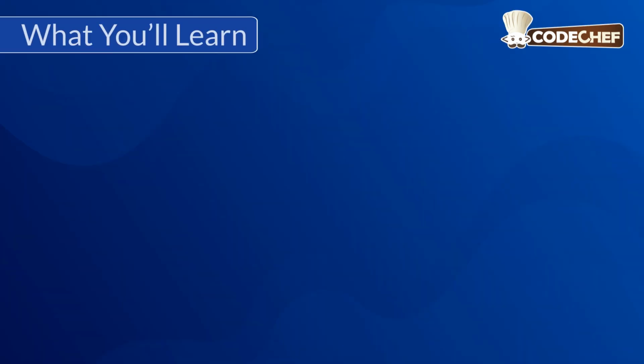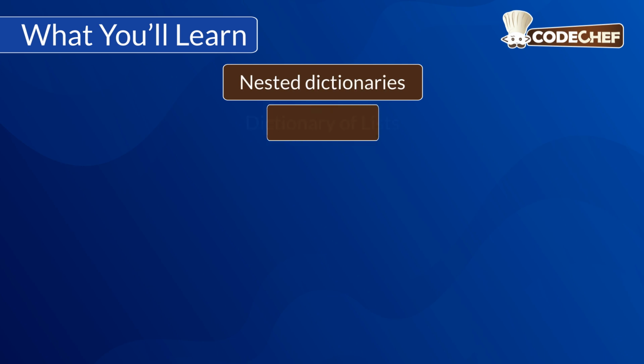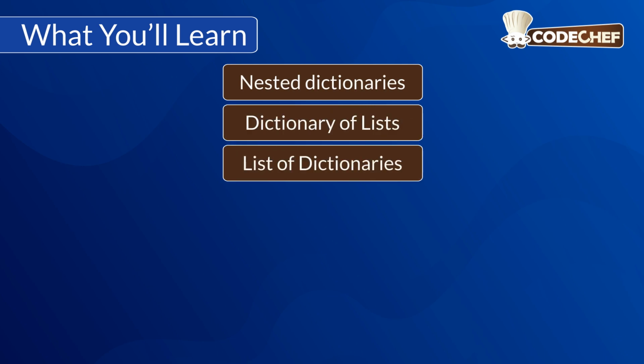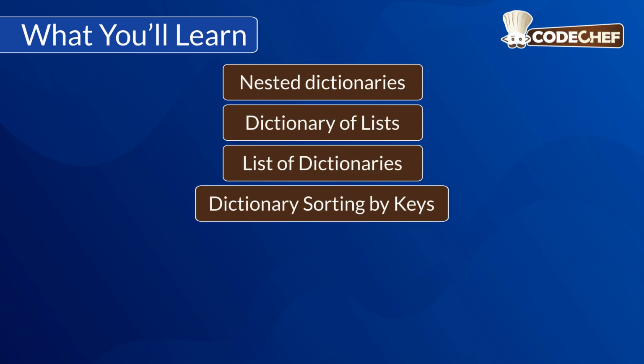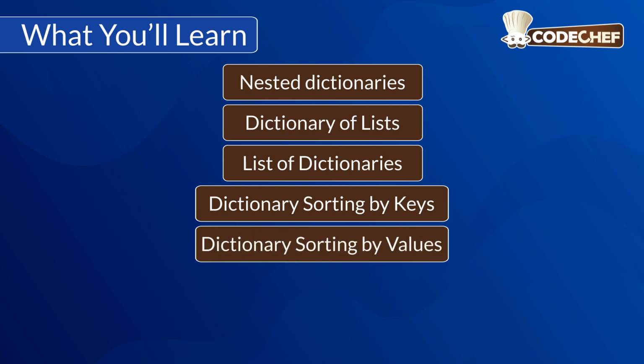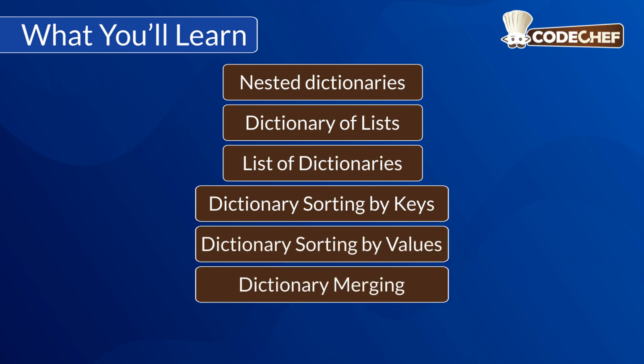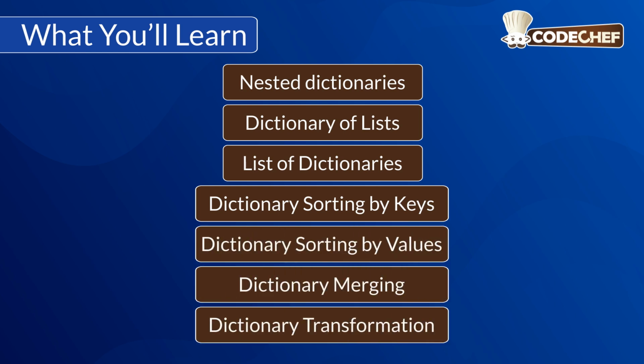In this tutorial, you will master these key concepts: nested dictionaries, dictionary of lists, list of dictionaries, dictionary sorting by keys, dictionary sorting by values, dictionary merging, and dictionary transformation.